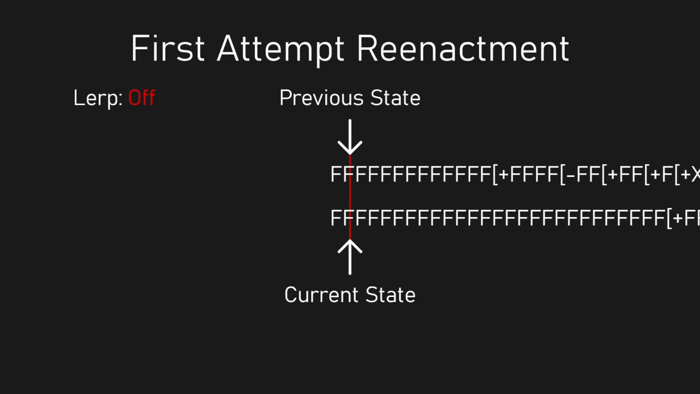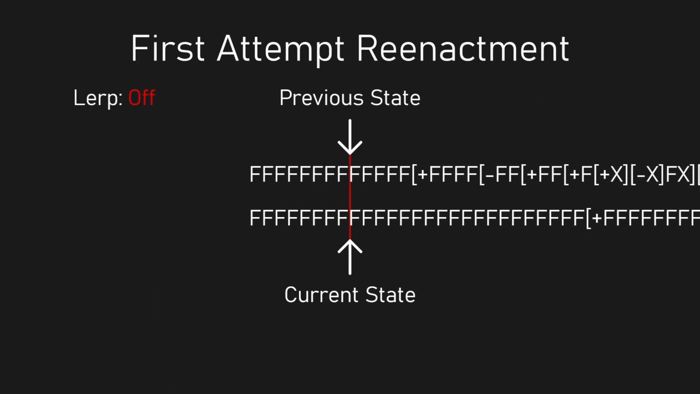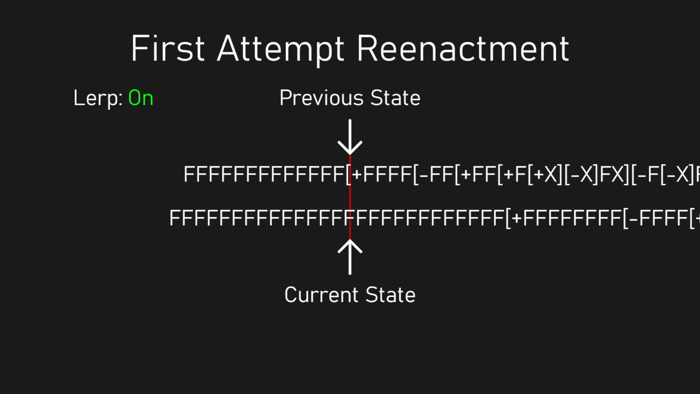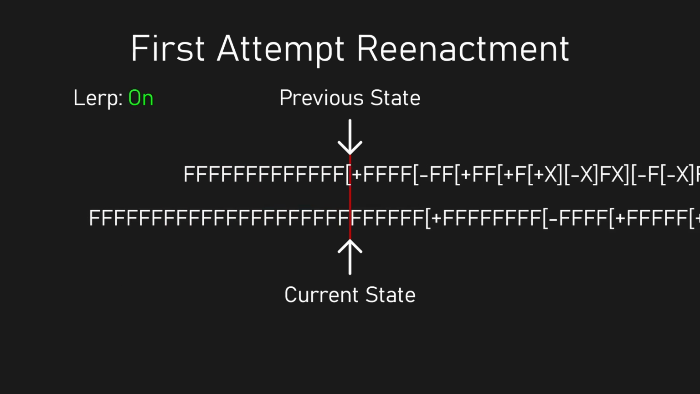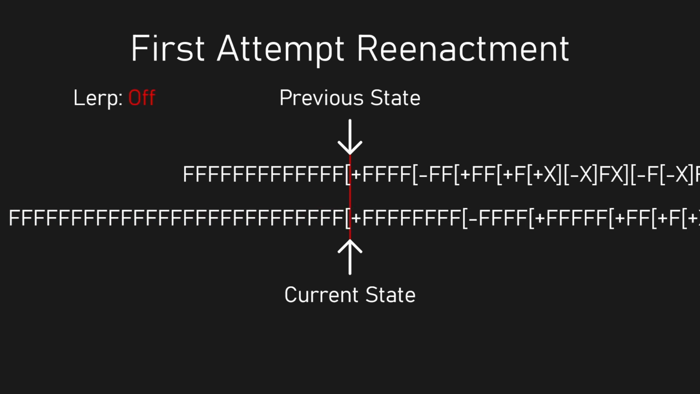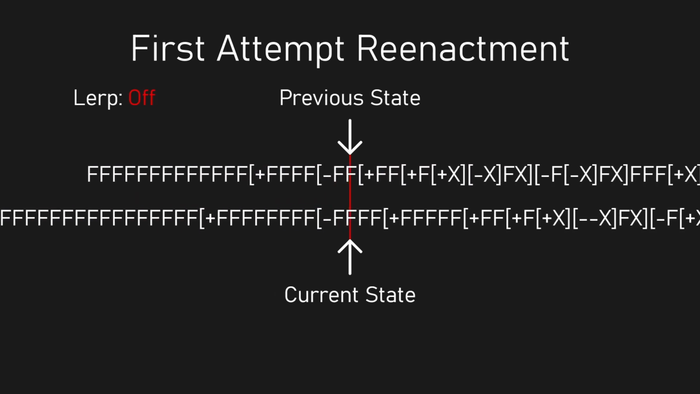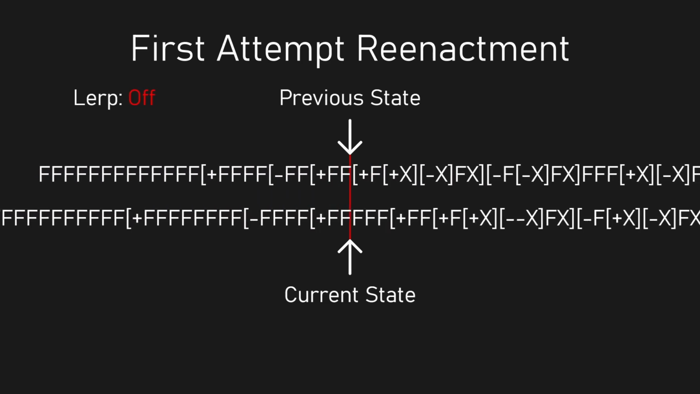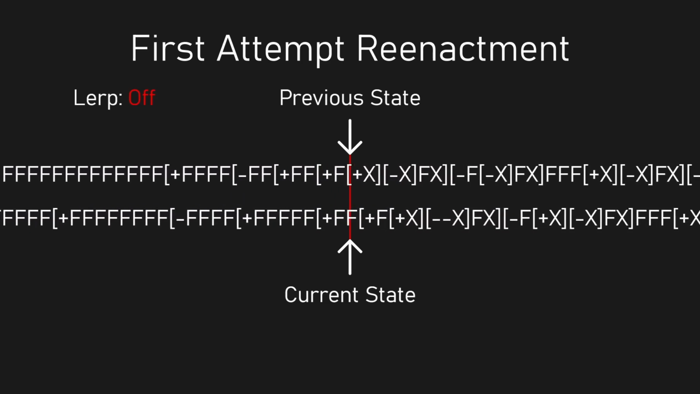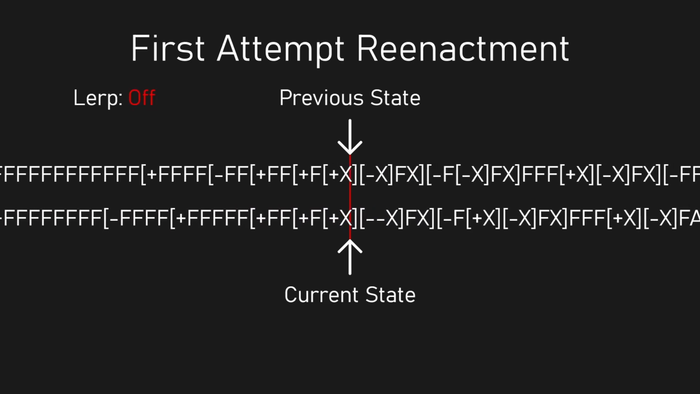In my original attempt, I looped through the characters in the current and the previous state at the same time until there was a mismatch between the current and the previous state. So when a mismatch occurred, I would continue looping through the current state but pause looping through the previous state until they matched up again, and I would lerp all of those characters. And then once they matched up again, I would continue looping through both states at the same time. However, you can quickly see where this falls apart.